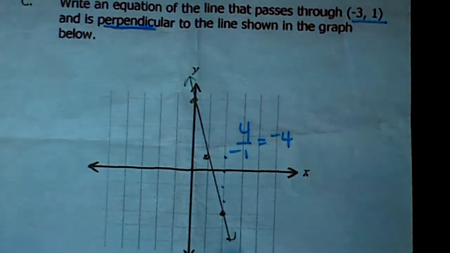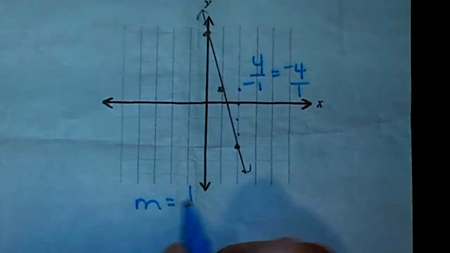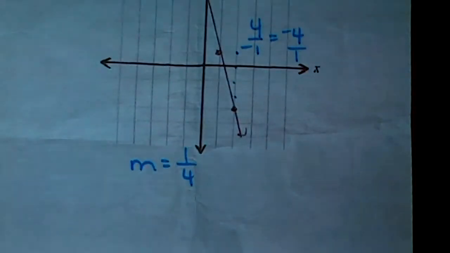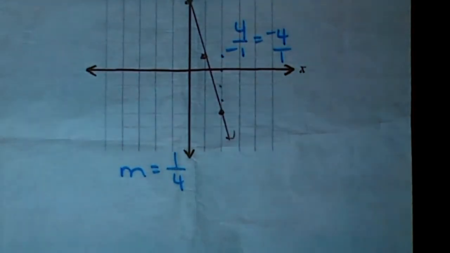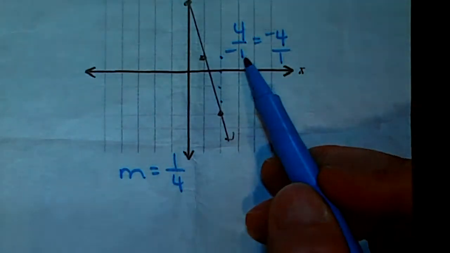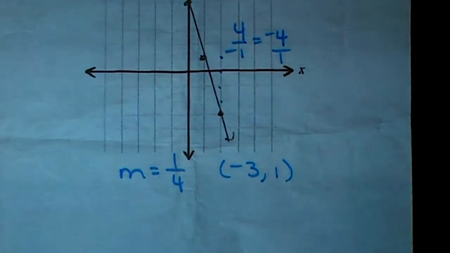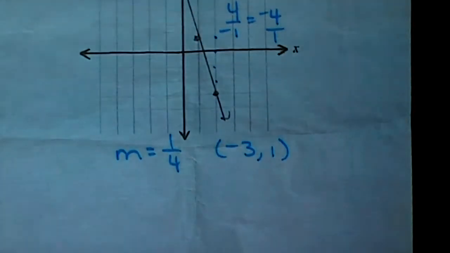So this means I want my slope to be the opposite. So opposite sign would mean positive. And this was over 1. I just need to flip it. So the slope of an equation that's perpendicular to this would be a positive 1/4. Opposite reciprocal of the original slope. I want it to pass through the point, we said -3, 1. So now I have my slope and my point.